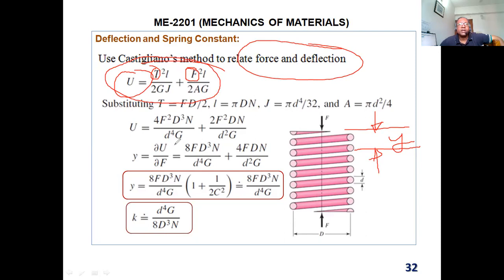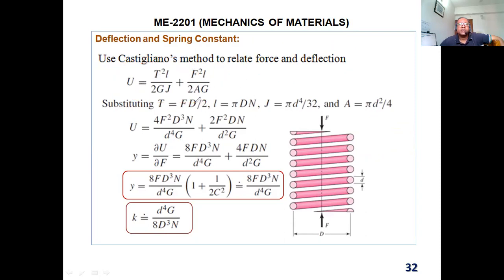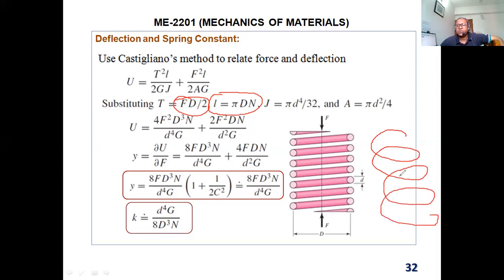So from here, you get this formula, then you put the value of D. You put pi D N, the total length of the wire. Total length means this length from here to here. So you figure out the length of a single coil, 2 pi r, which is pi D, then multiply by the number of turns. You get L equal to pi D N. Then this is the area, this is the J, everything you put over here.